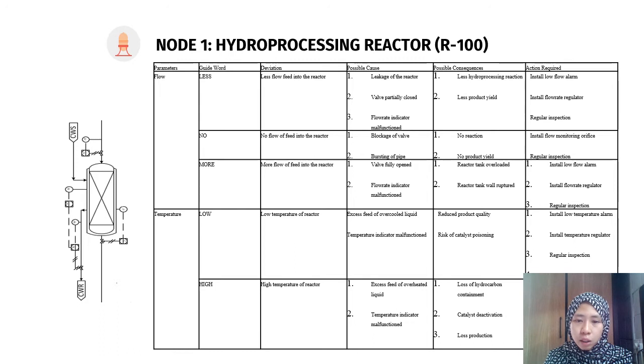For high temperature of the reactor, the causes will be excess feed of overheated liquid or temperature indicator malfunction. The consequence will be loss of hydrocarbon contaminant, catalyst deactivation, or loss of production. The action required is to install a high temperature alarm, install a temperature regulator, and do regular inspection.